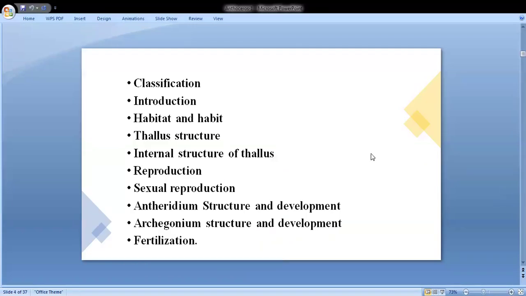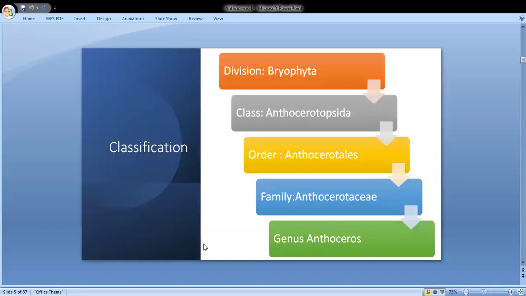In this class, first classification, introduction, habitat and habit, thallus structure, internal structure of thallus. After that, reproduction, sexual reproduction. In sexual reproduction, first the male and female sexual organs, antheridium and archegonium, their development, then after fertilization, the sporophyte structure. This is the type study of Anthoceros. First, what are the special features of Anthocerotopsida? These are called hornworts. Remember that.